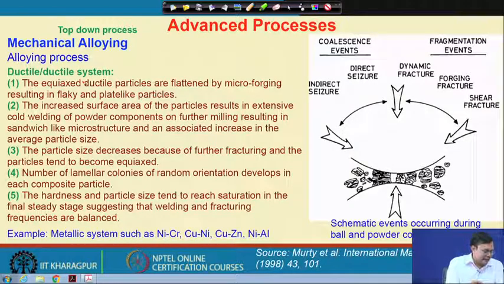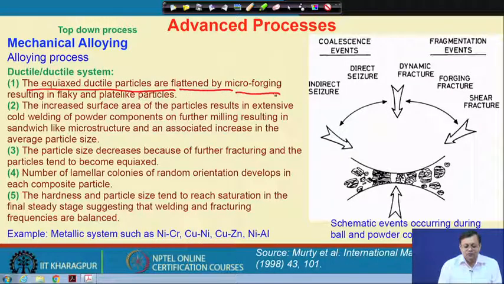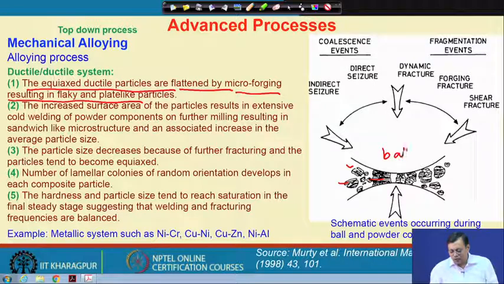So, in that case the equiaxed ductile particles are flattened by some micro-forging process, resulting in a flaky, plate-like particle. What do I mean? I have two ductile particles that go between the balls. This is just the curvature of that ball, and when the ball causes impaction, the particles get welded. And this causes a flaky shape of the particles.